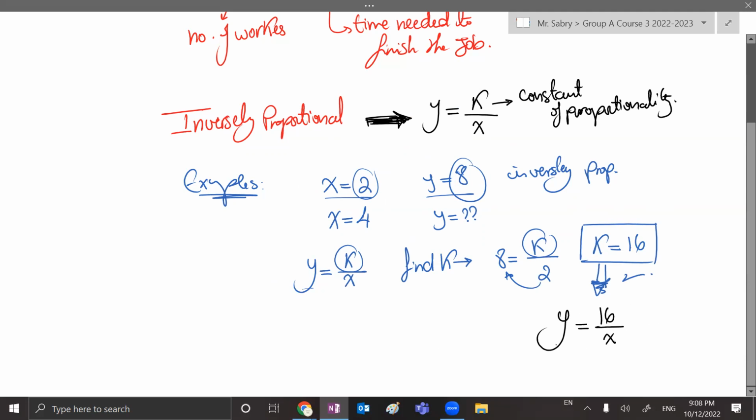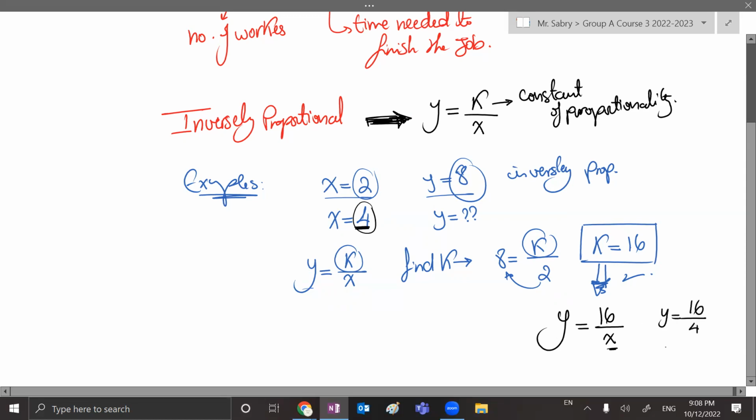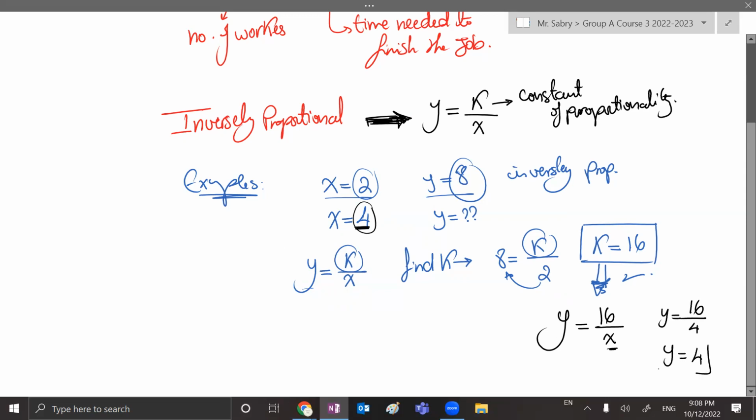If they want to know the y value when x is given, I put the x value here. If they want to know the x when y is 10, I put y as 10 and find x. So because here they want x to be equal to 4, I'll say that now y is equal to 16 divided by 4, which means that y is equal to 4 as well.